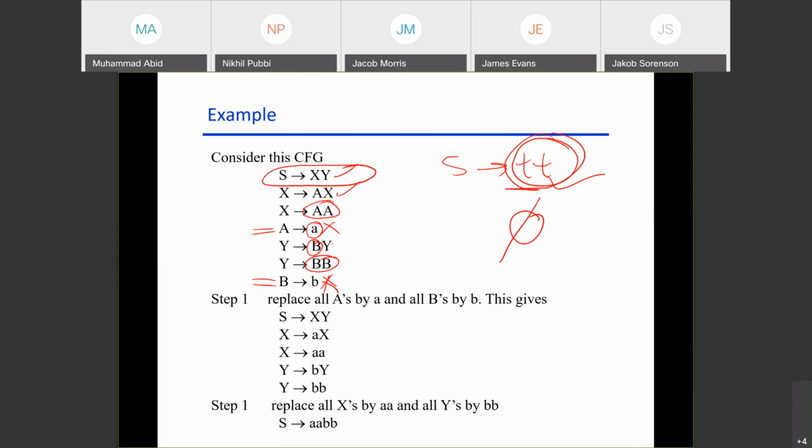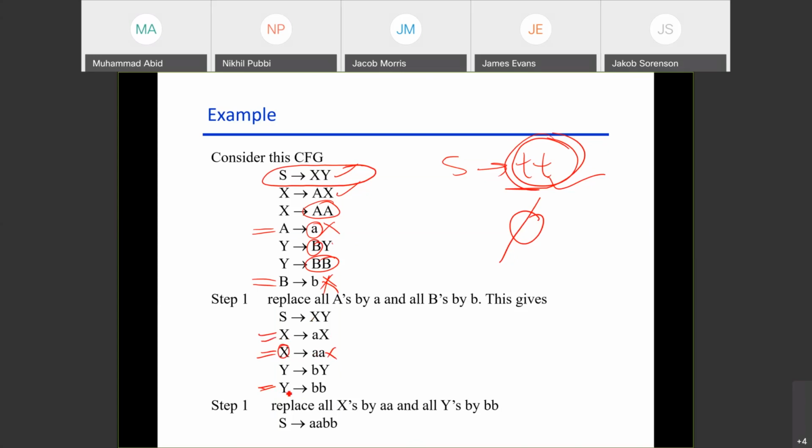Yes, we have this production rule which has just terminals. So we will delete this production rule. X can be replaced by AA, and wherever you have X, you replace that with AA. Besides, you also delete all those production rules which have X on the left side, because we want to get rid of this. So it means we will delete this production rule and this production rule.